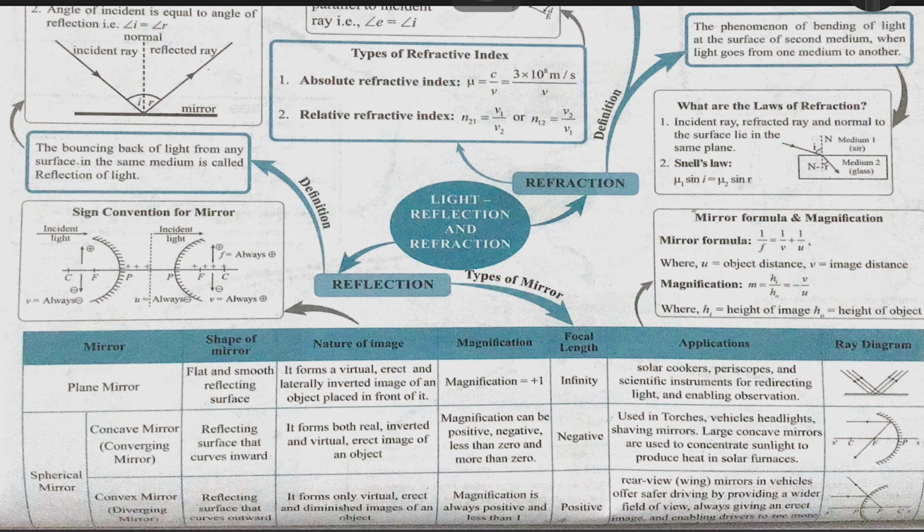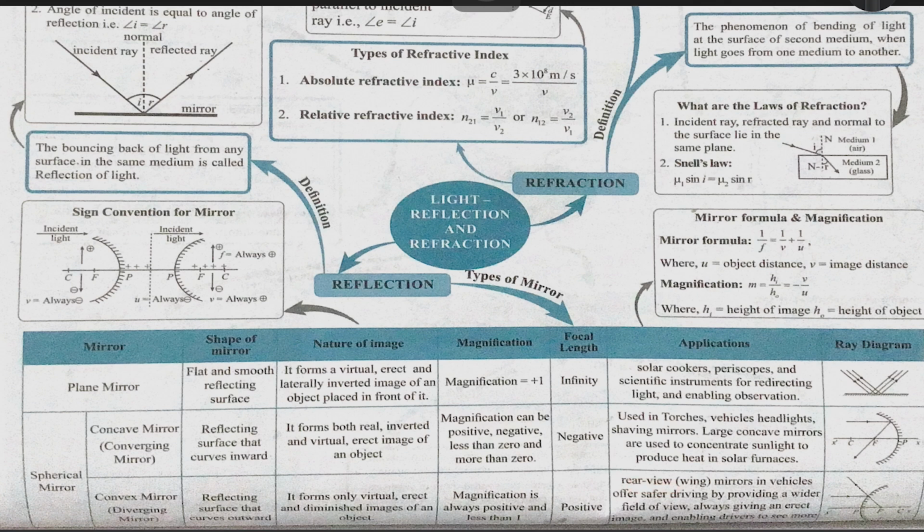Coming to the magnification, it is always positive and less than 1. Very important. Magnification of a convex mirror is always positive and it is less than 1. Its focal length is positive. The focal length of a convex mirror is positive.